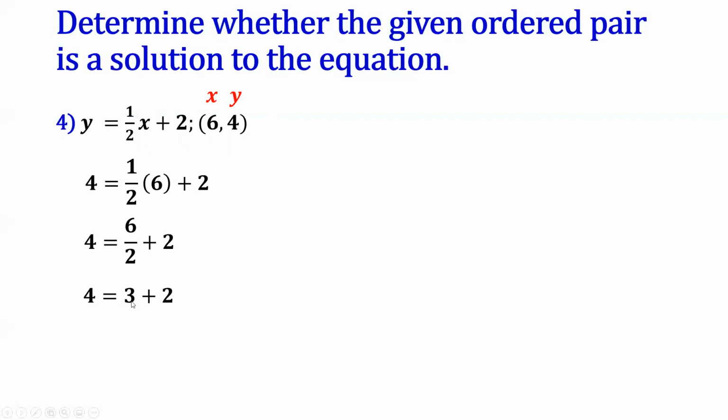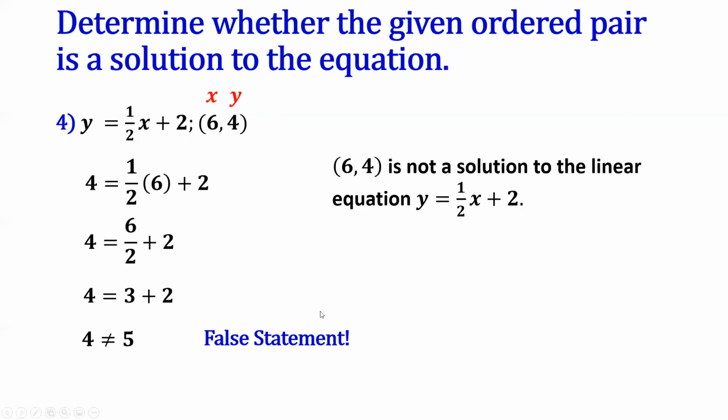So I now have 4 equals 3 plus 2. And I could take care of 3 plus 2. 3 plus 2 is simply 5. So I get the statement 4 equals 5. Obviously, that's not true. Those are not equal. This is a false statement. So once again, 6 comma 4 is not a solution to the linear equation y equals 1/2 x plus 2. And once again, this one is in slope-intercept form because the y is by itself.